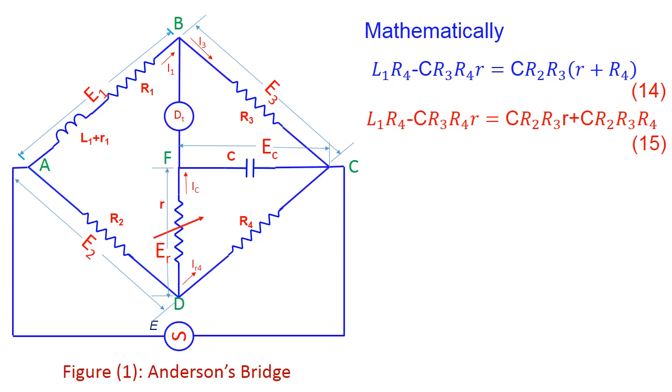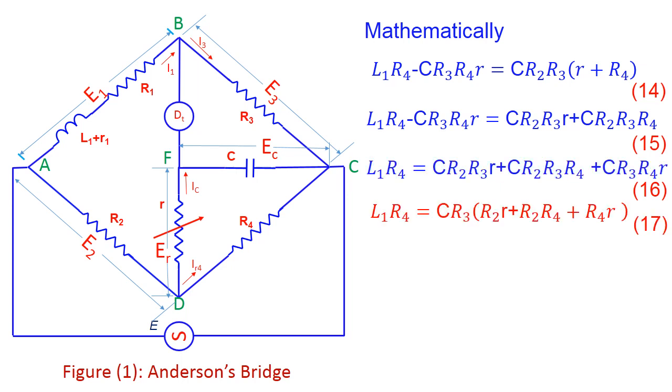Simplifying equation 14, we get L1 R4 minus C R3 R4 into r equal to C R2 R3 lowercase r plus C R2 R3 R4. After simplifying equation 15, we get L1 R4 equal to C R2 R3 r plus C R2 R3 R4 plus C R3 R4 lowercase r. Or L1 R4 equal to C R3 multiplied by R2 r plus R2 R4 plus R4 r. Or L1 R4 equal to C R3 multiplied by r into R2 plus R4 plus R2 R4.